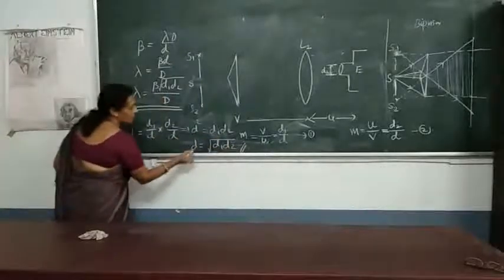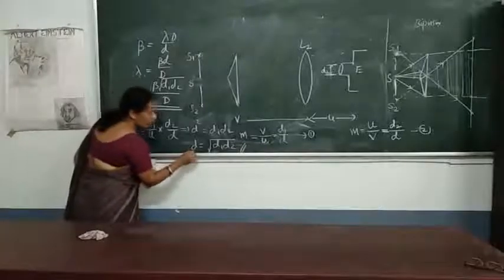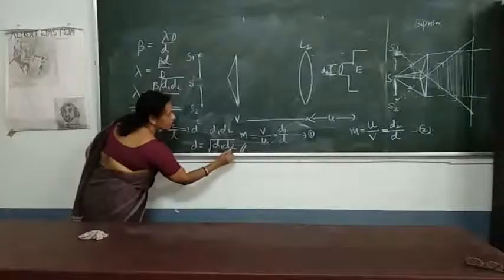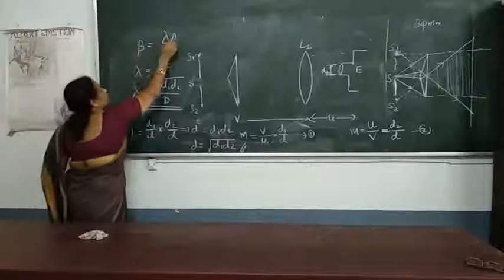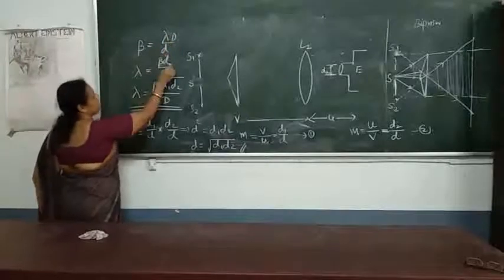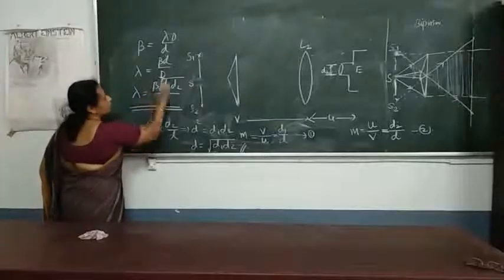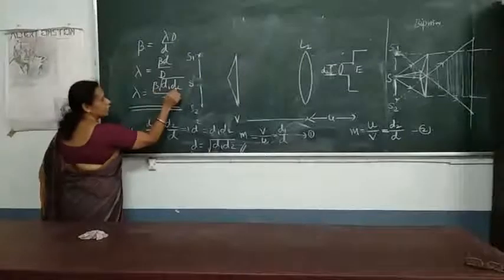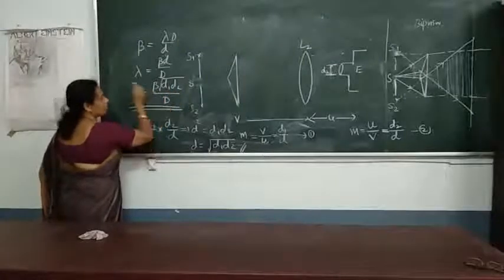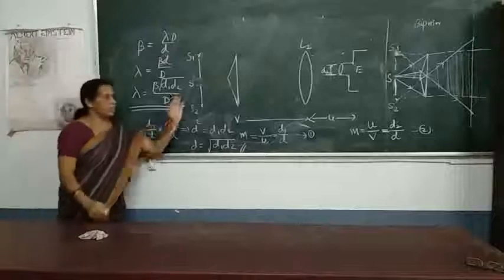This is how the distance between the virtual sources S1 S2 is calculated by measuring the values of D1 and D2. Now beta is lambda D by D, so lambda is beta D by D. Therefore lambda is beta into root D1 D2 by D. Here beta is measured, D1 and D2 are measured, and D is also measured. This is how the unknown wavelength lambda is calculated using the biprism.